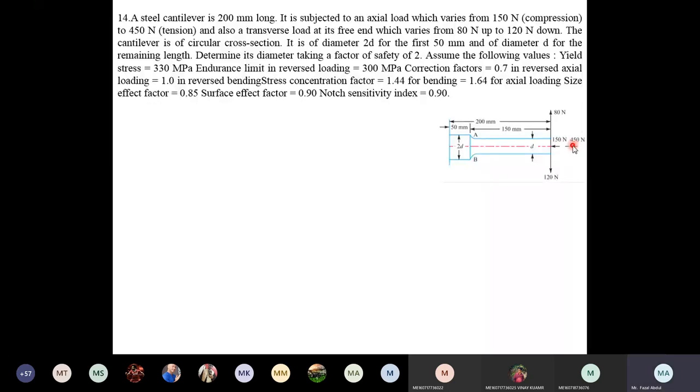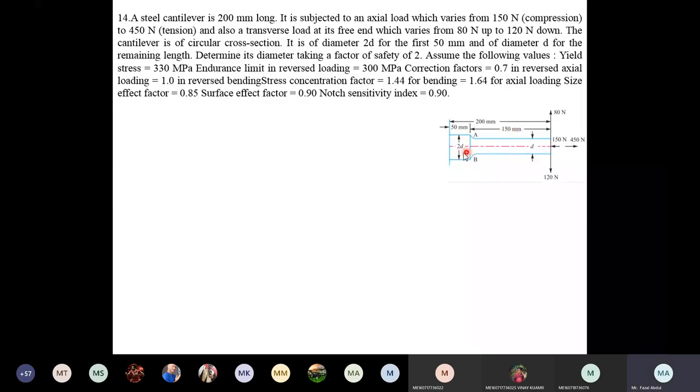Another load is in the transverse direction. One is on the upper side, 80 newtons, and one is on the downward side, 120 newtons. At the free end, these loads are acting. The cantilever beam has a circular cross section, with some diameter d, the question mark here, and diameter 2d.